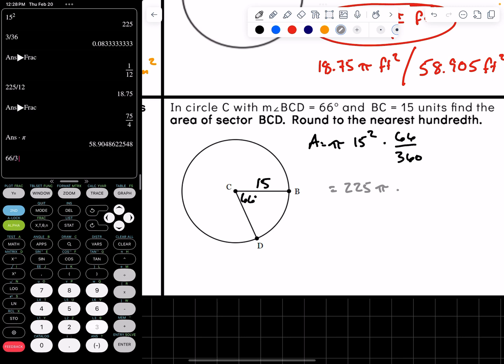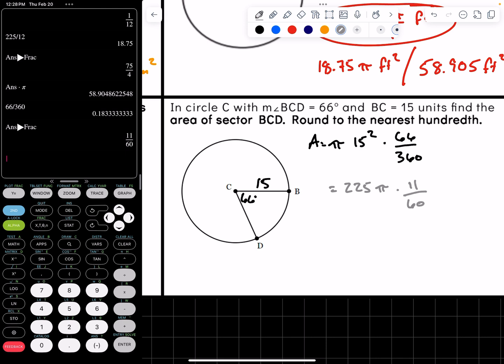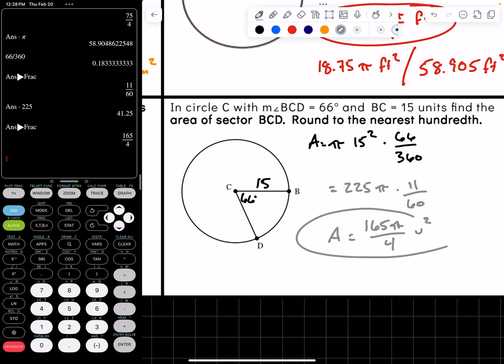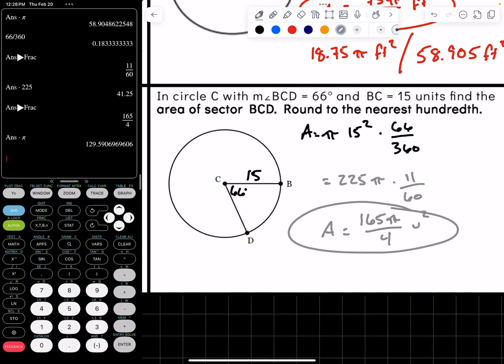Then we have 66 divided by 360. Math frac. So it's going to be 11 over 60. So then we multiply that by 225 to give us 41.25. Math frac. That's going to be 165 pi over 4, and that would be units squared. That would equal our area. And if I wanted to work this further, I could multiply that by pi. So I would have either 41.25 pi units squared or 129.591 units squared. Either of those would also be acceptable.